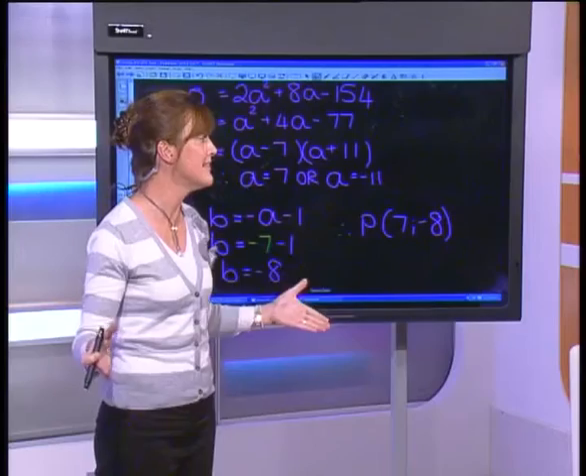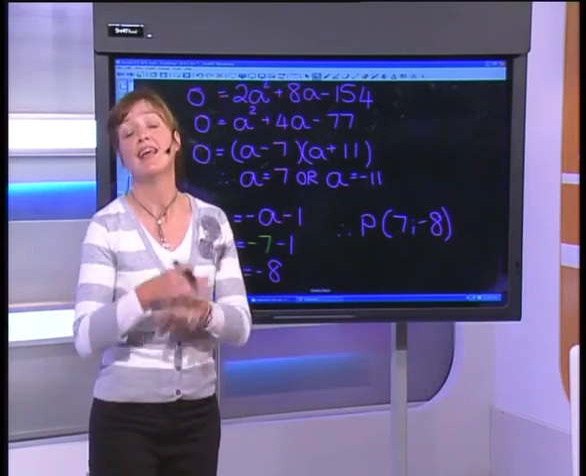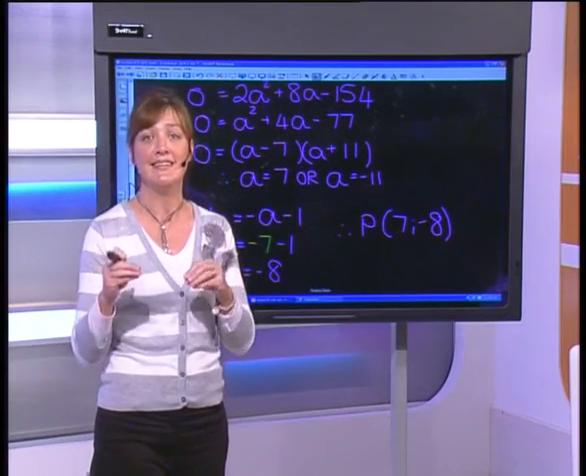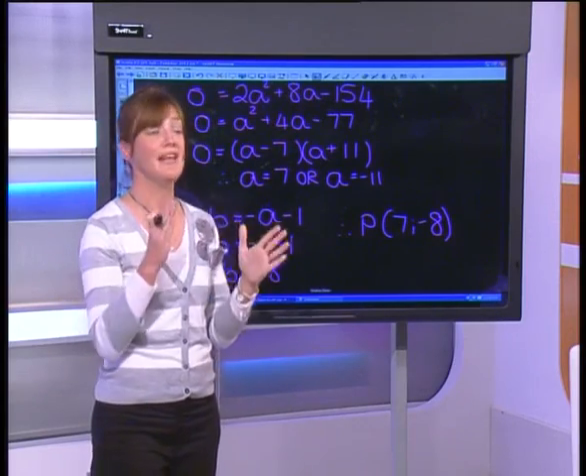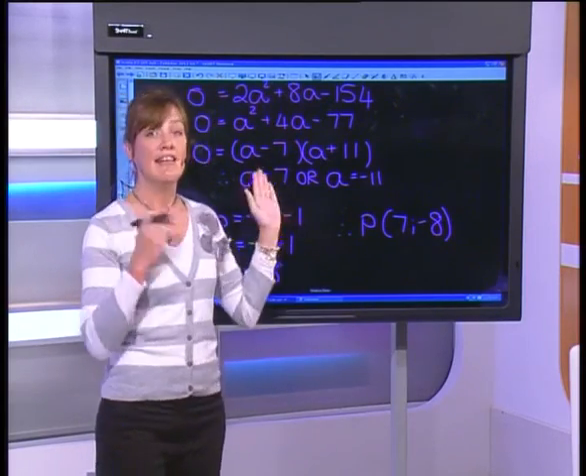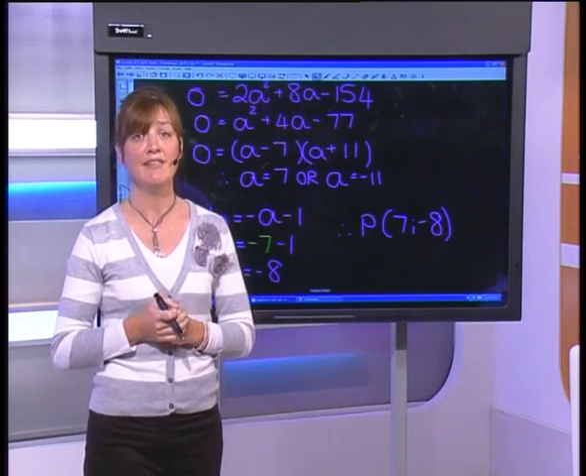We could be using distance, we could be using parallel gradients, perpendicular gradients. There's a lot of theory behind that, but the point is, as long as you're sticking to your theory, and you're not making any silly mistakes with theory, there's often more than one way around a sum in analytical geometry. And that's important to remember.